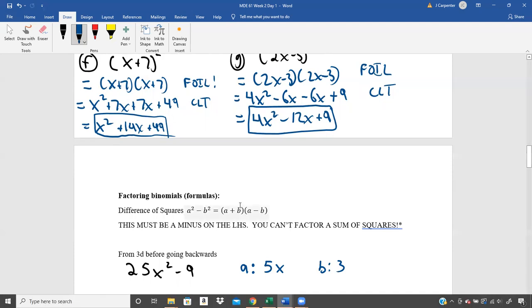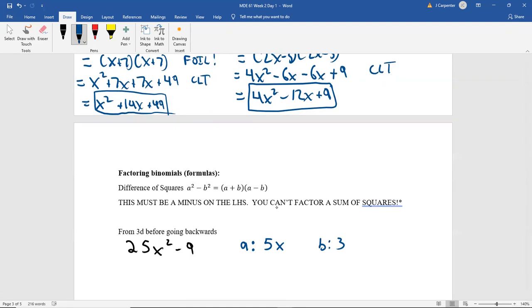And then all we do is we take the formula a plus b times a minus b and we plug it in. So a plus b would be parentheses 5x plus 3. Then a minus b would be 5x minus 3. And that would be the factored form.